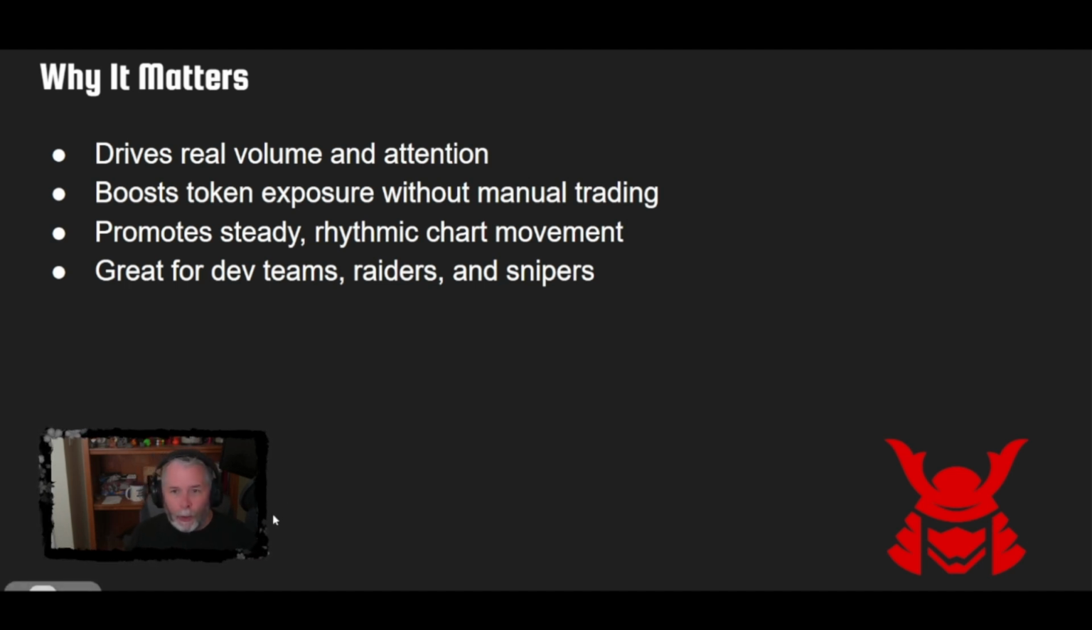And that's really frustrating. We want to see movement to the chart, because when buyers come or new holders come, they want to see action, even if it's repetitive. When it's done consistently, this is where the real power is. It boosts the token's exposure without manually trading, because that's a pain in the ass. Who has time for that stuff?